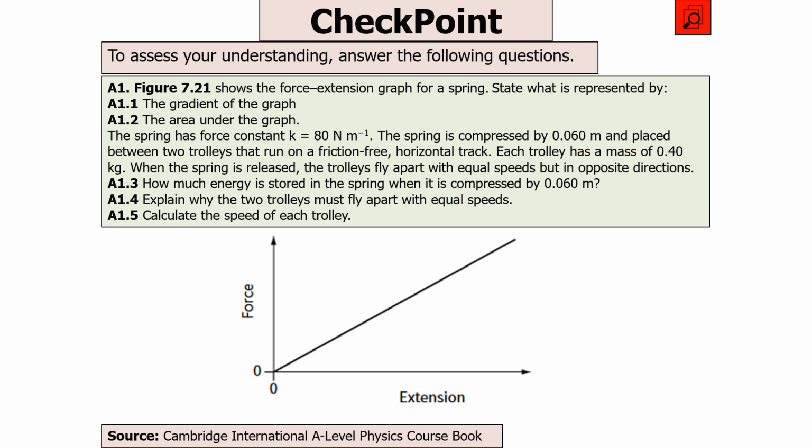When the spring is released, the trolleys fly apart with equal speeds but in opposite directions. Firstly, how much energy is stored in the spring when it's compressed by 0.060 meters? Explain why the two trolleys must fly apart with equal speeds, and then calculate the speed of each trolley. So pause the video now, then unpause the video when you want to go through your answer.